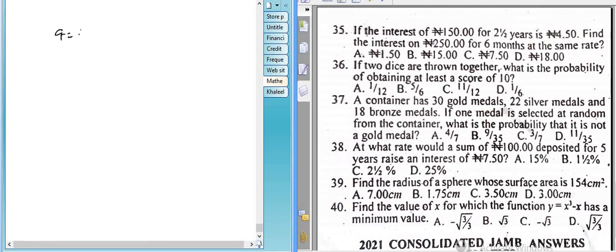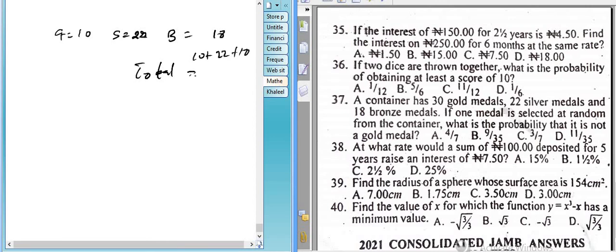So question number 37. Question number 37 says a container has 30 gold medals, so G is equal to 10, and for the silver, S is equal to 22, and for the bronze, B is equal to 18. So they were asked to find the total.